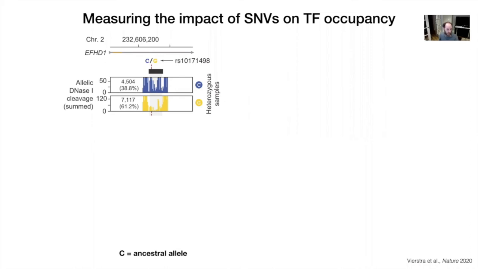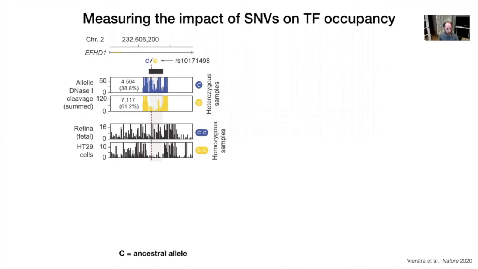Here the variant is a C to a G. Allelic resolution of the DNase I cleavages in heterozygous individuals reveals that the C allele results in no footprint, whereas the G allele results in a strong footprint. We can confirm this in homozygous individuals by looking at individuals that contain either the C or the G. And you can see here that in these particular cell lines, in retina and HT29 cells, the C allele also has no footprint, while the G allele contains a strong footprint.